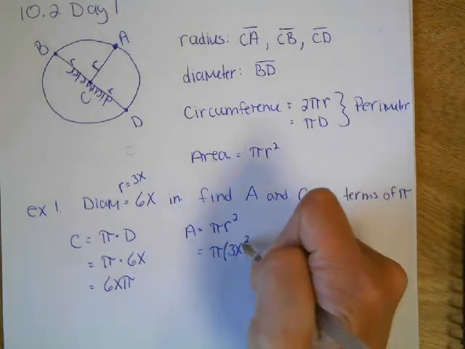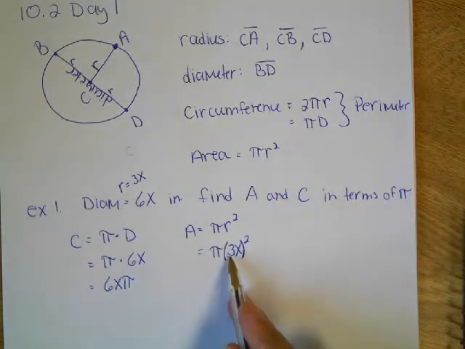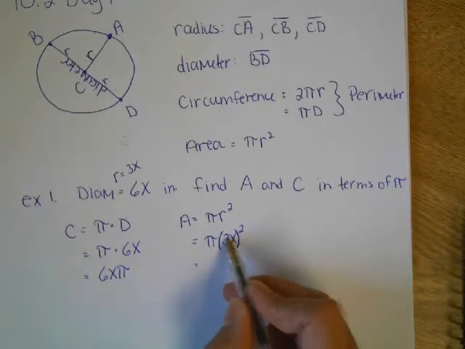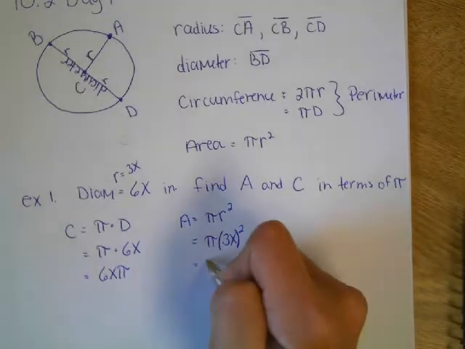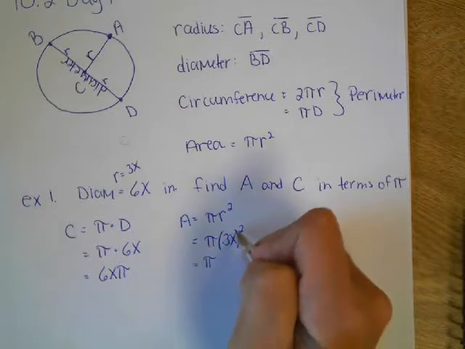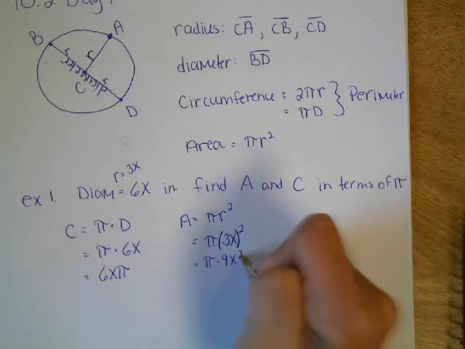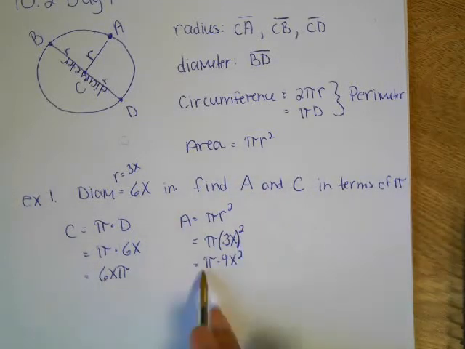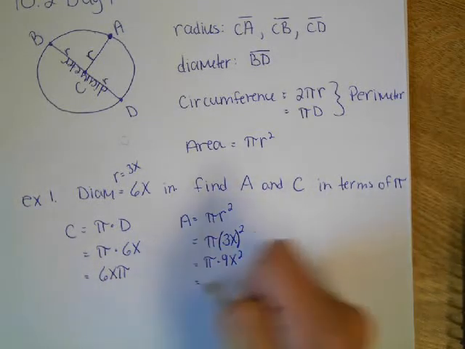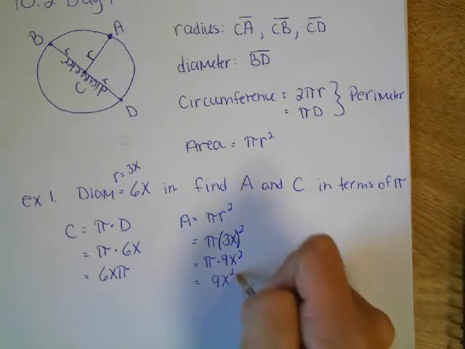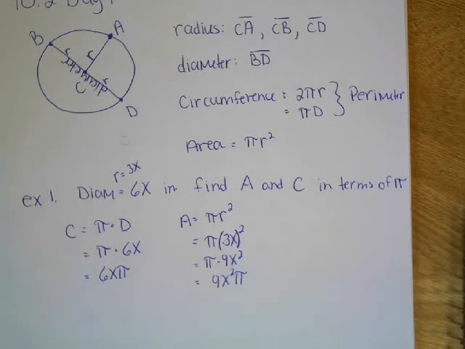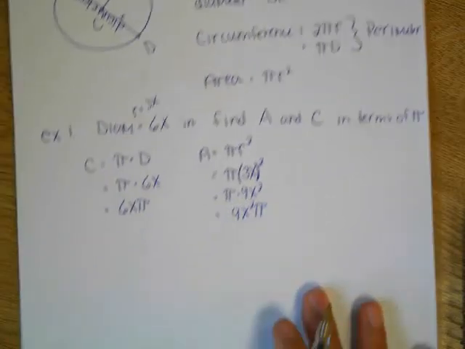So to do that properly, I have to square both parts of that. So now, again, baby steps, I need to square the 3 and the x. So keep the pi, that's not squared. That's going to go to 9. And then the x will just go to x squared. And then just like over here, we float that pi to the end of the answer. 9x squared pi will be our area. Okay, that was a little ugly with the x, but you can handle it.